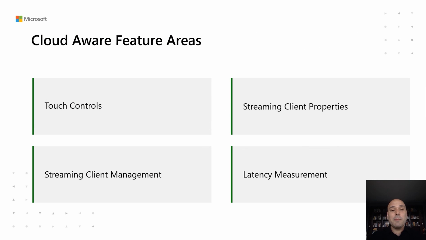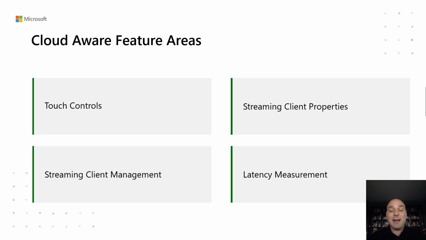There's basically four main feature areas that are available in the API set today. The first one is touch controls, which allow you to both build touch-adapted layouts and also add native touch to your game. Streaming client management allows you to know when someone has disconnected from your game. And the streaming client properties allow you to find out more information about that device.